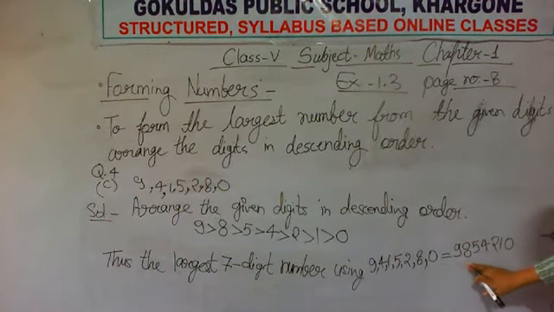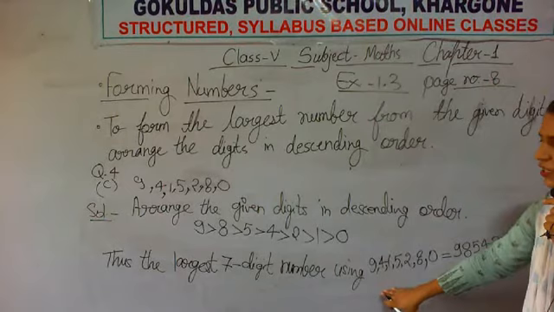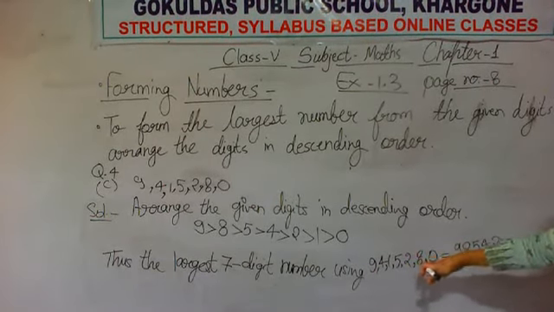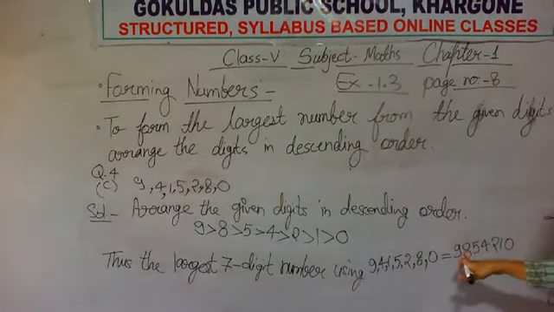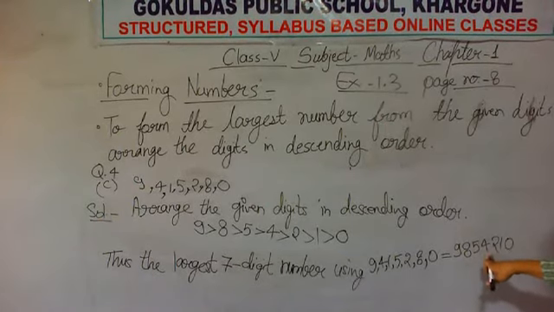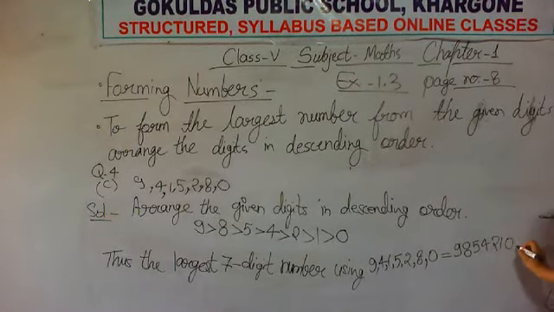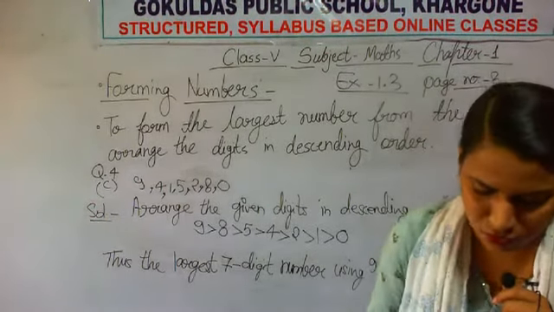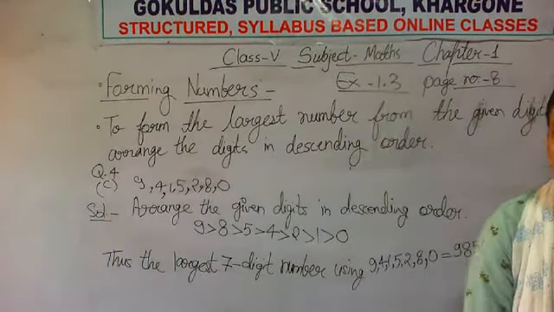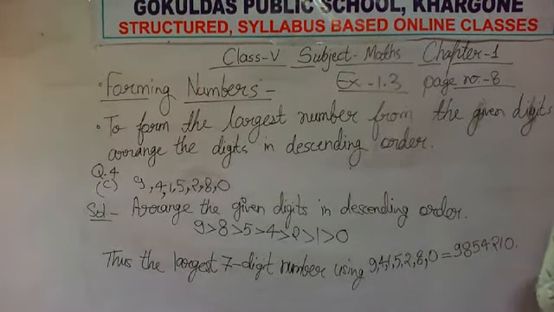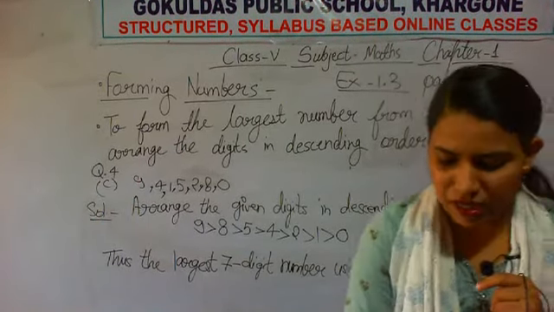So your answer is: the largest 7-digit number using 9415280 is 98,54,210. So this is how we form the largest number using the given digits. We arrange all the given numbers in descending order and form the largest number.